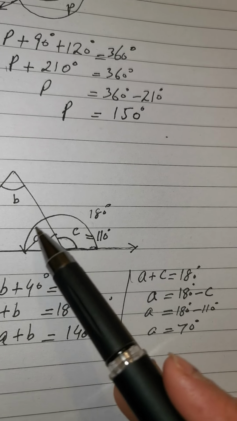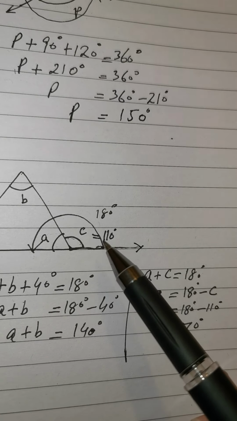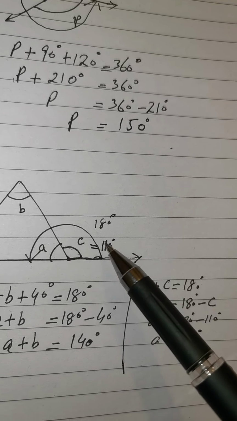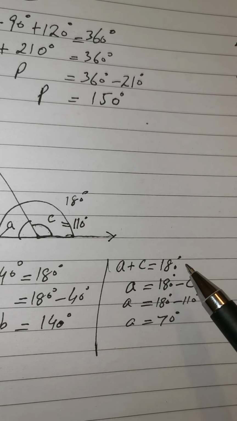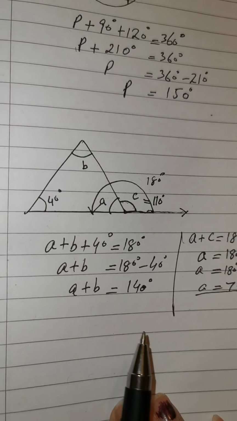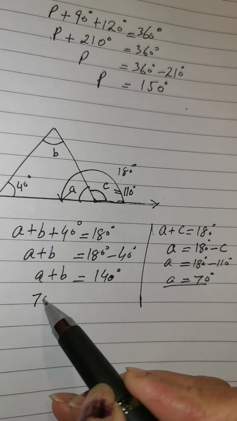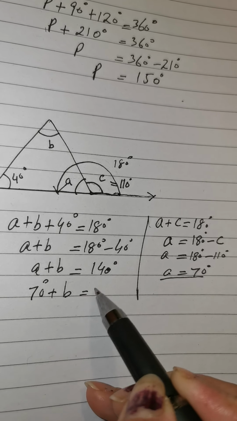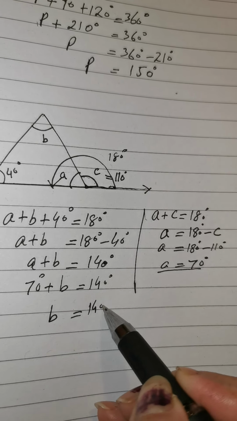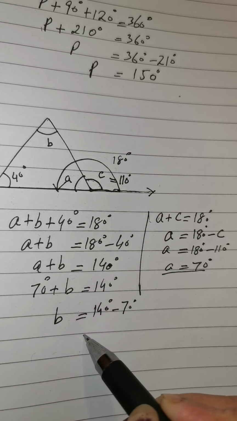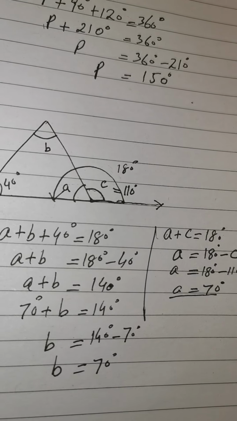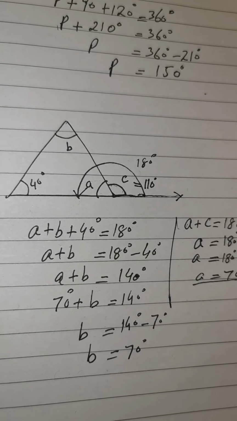By using this definition, that if we have a straight line and we have two angles, then the sum of the two angles will be equal to 180 degrees, you can find the value of A, which is equal to 70 degrees. This value of A, you will put here. Then you will get the value of B. So the value of B will be 70 degrees. In this way, you can easily find the values.